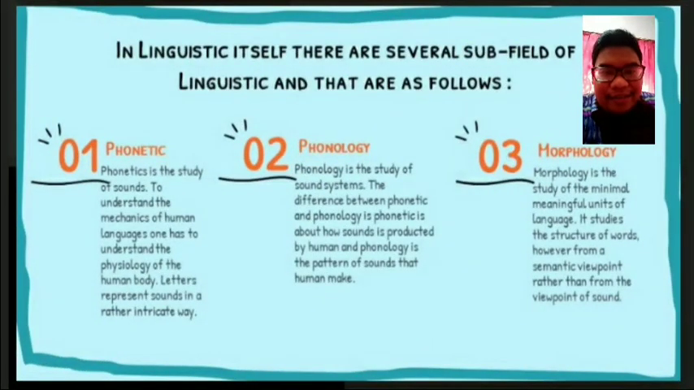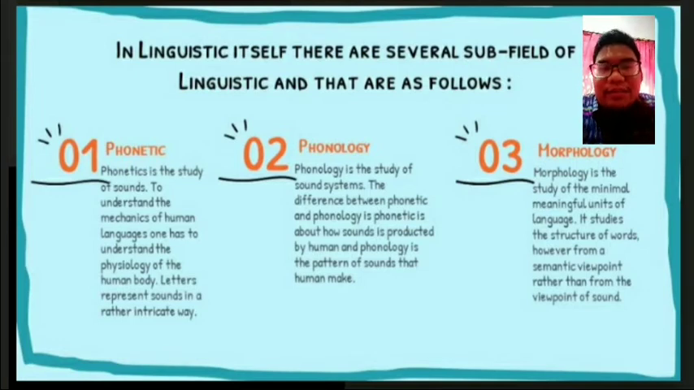Okay, next, in linguistics itself, there are several subfields of linguistics, and they are as follows. The first is phonetics. What is phonetics, you ask? Phonetics is the study of sound. To understand the mechanics of human language, one has to understand the phonology of the human body. Letters represent sound in a rather intricate way. So the first is phonetics.